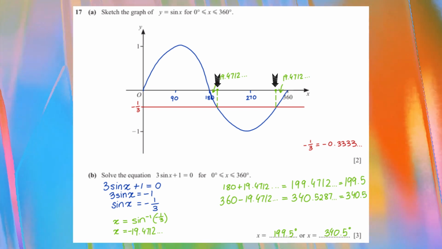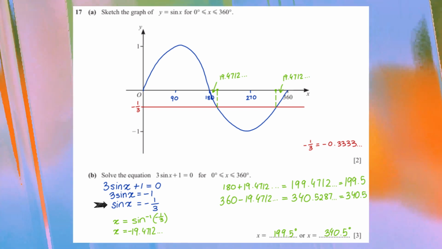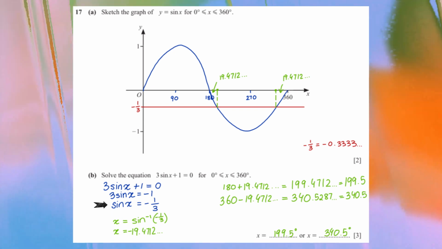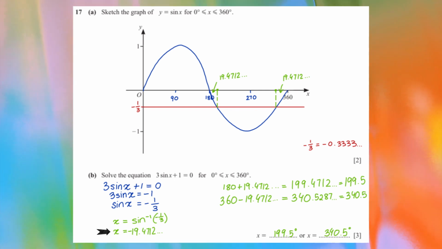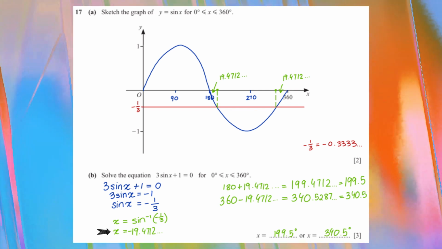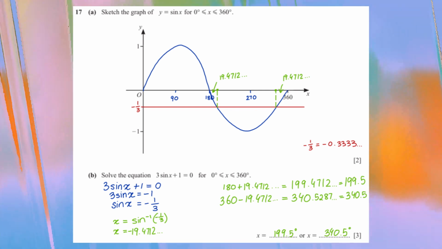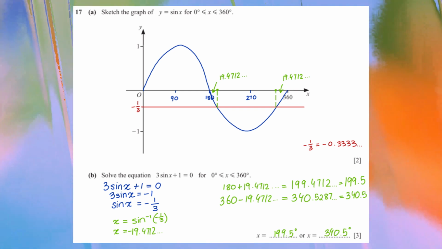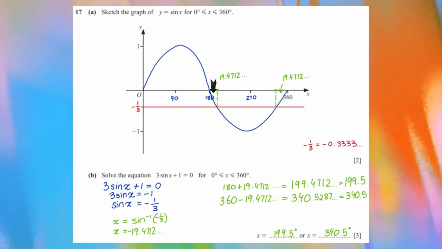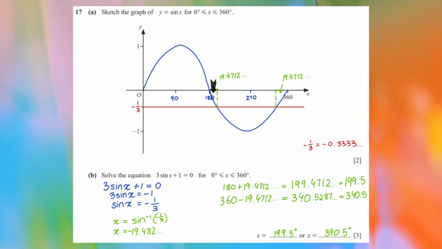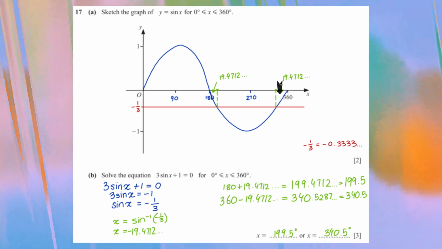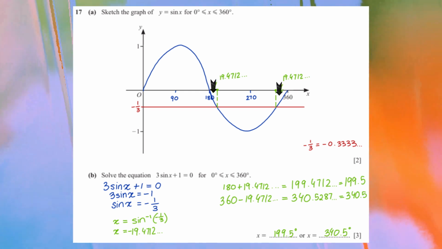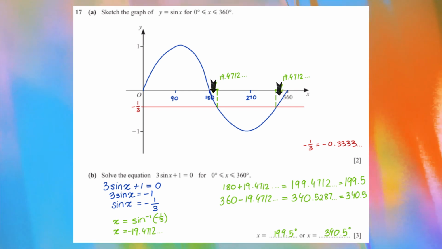To find the value of these points, first we go back to our rearranged equation and solve for x. For this, take sine inverse of both sides. This gives us minus 19.4712 and so on. So, as you can see, there are two spaces here, one from 180 to the green point on the x-axis, and the other from this green point on the x-axis to 360. The length of these two spaces is 19.4712, and so on.